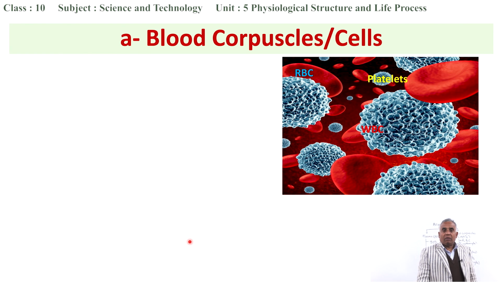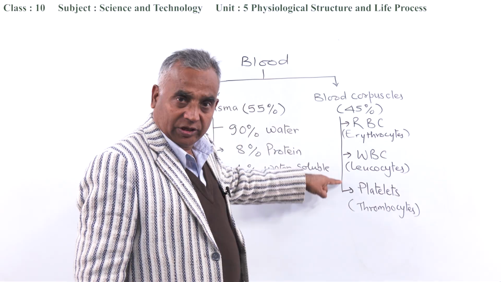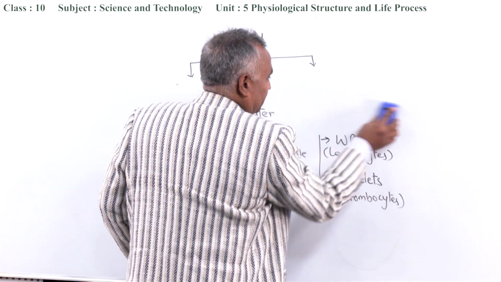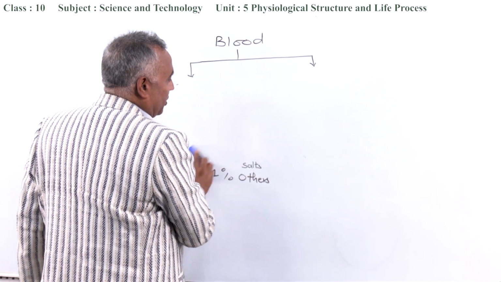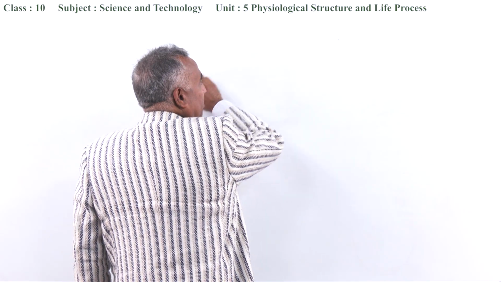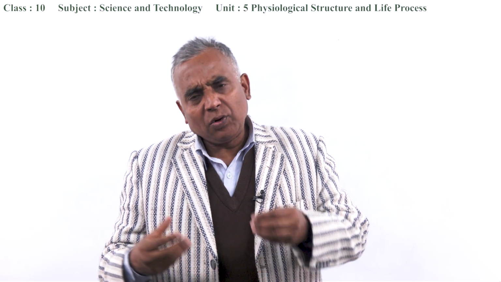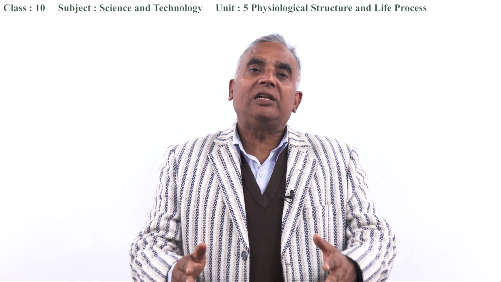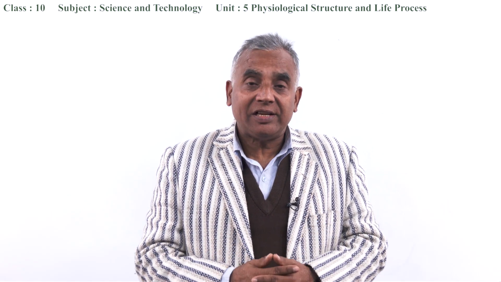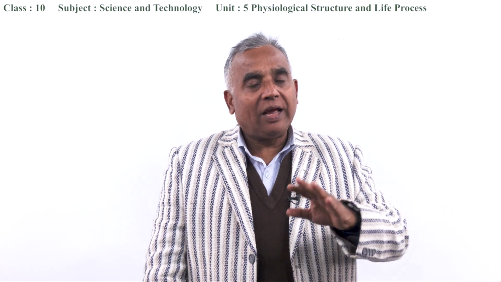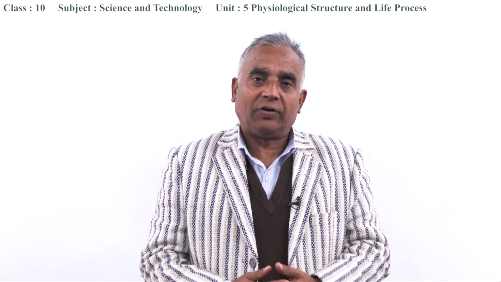Now, blood capsules and cells, as I told you, are these three. We are going to read about blood capsules now. So what are blood capsules? How can you define them? As you defined plasma as a pale liquid found in blood, you can say that blood capsules are living cells found in blood. They are of different types, classified on the basis of their shape and function.